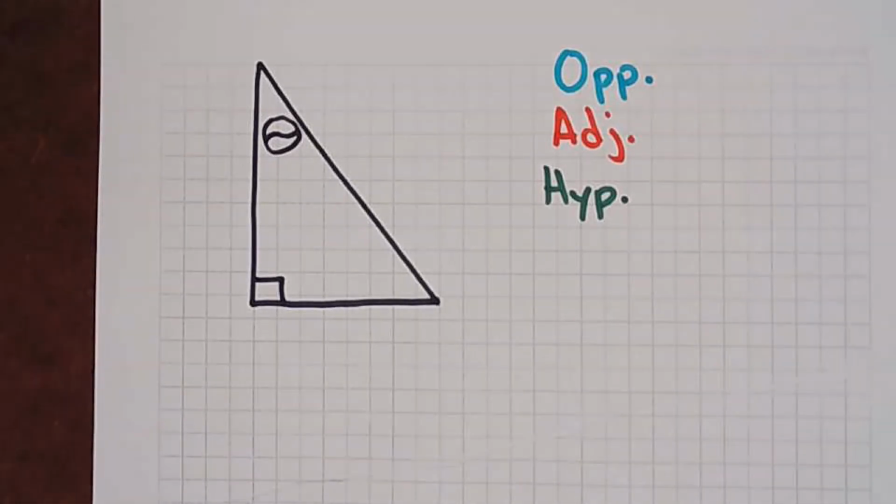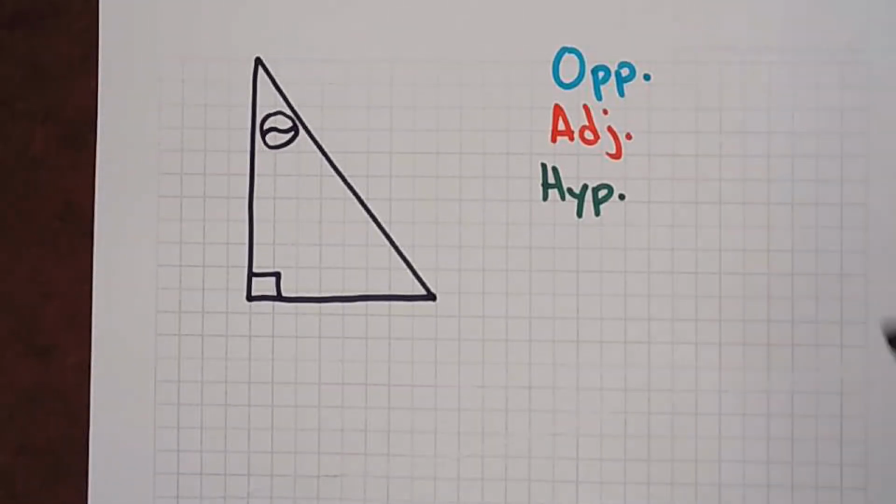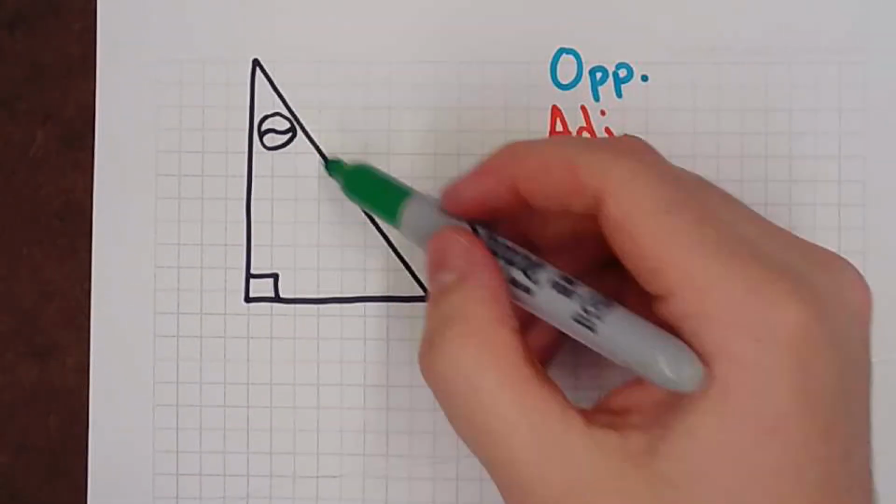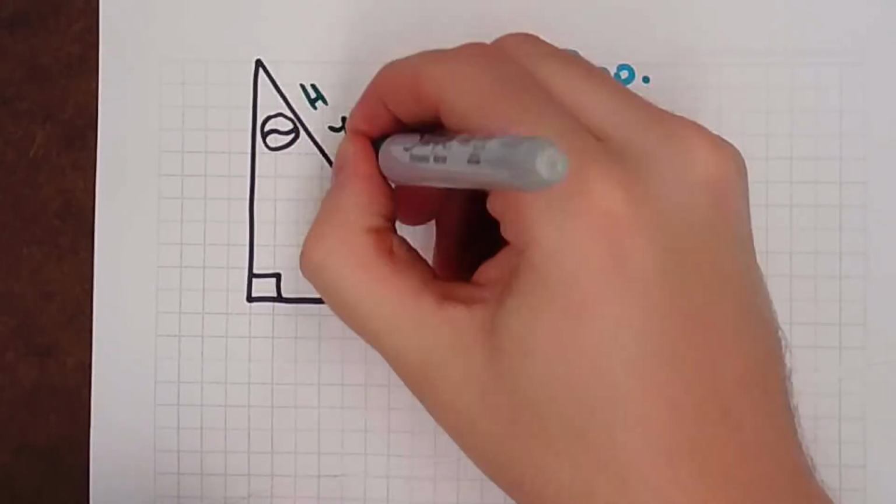All right, so let's start with the hypotenuse. I think that one's the easiest one to label. Where is the hypotenuse? That big line. It's the big one right here, right? So this is the hypotenuse.